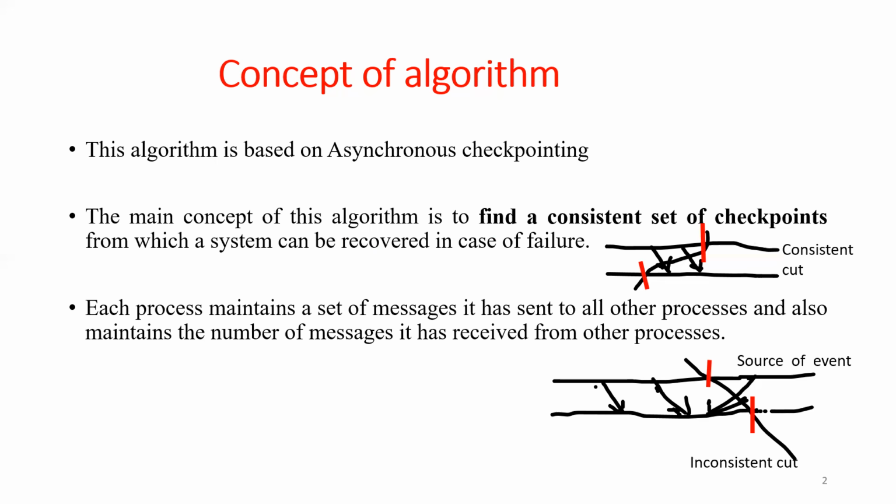See the next diagram. The last message: if you see the source of the event, it is on the right side of the cut line, outside of the cut line. So it is an inconsistent cut. The checkpoints should be taken such that the line is a consistent one. Each process maintains a set of messages it has sent to all other processes, and also maintains the number of messages it has received from other processes.